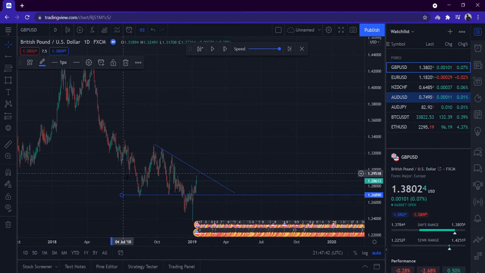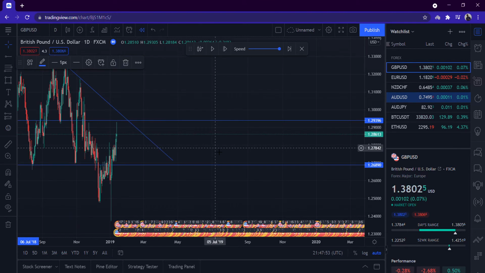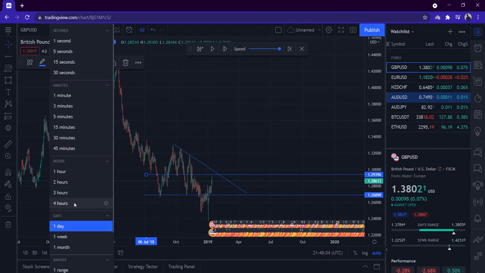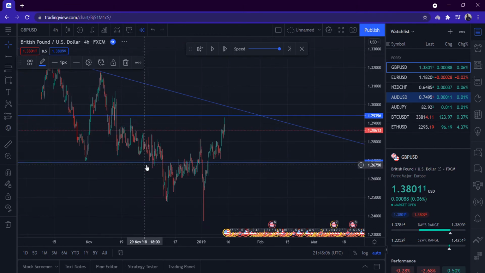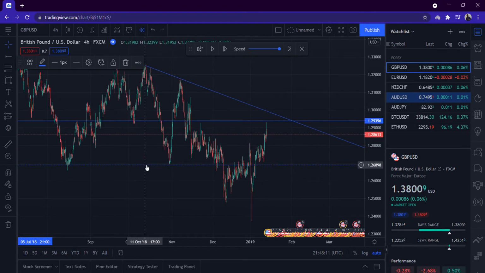So let me replot my psychological levels. I've gone back to the daily time frame to know what I'm working with right now. Then I go back into the lower time frames where we are bullish right now. So can I draw a trend line? Nope. So we are bullish right now. I can draw a simple trend line.